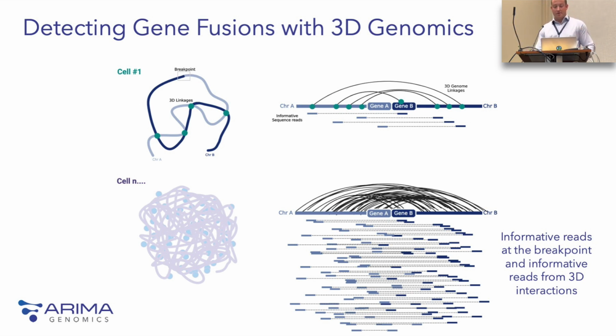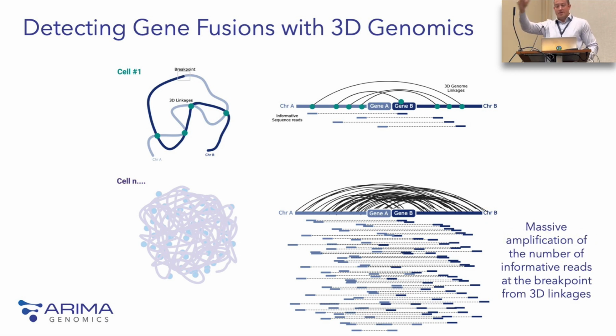And the two things I would want to draw your eyes to is if you scan down right here at the breakpoint, there are still reads that are truly at the breakpoint that provide that split read or that typical evidence of a fusion, which is just like the linear genomics approach. And then you have this massive amplification, is what we call it, of signal from all the 3D genome linked reads that hop over the breakpoint that are not there in a linear genomics approach.